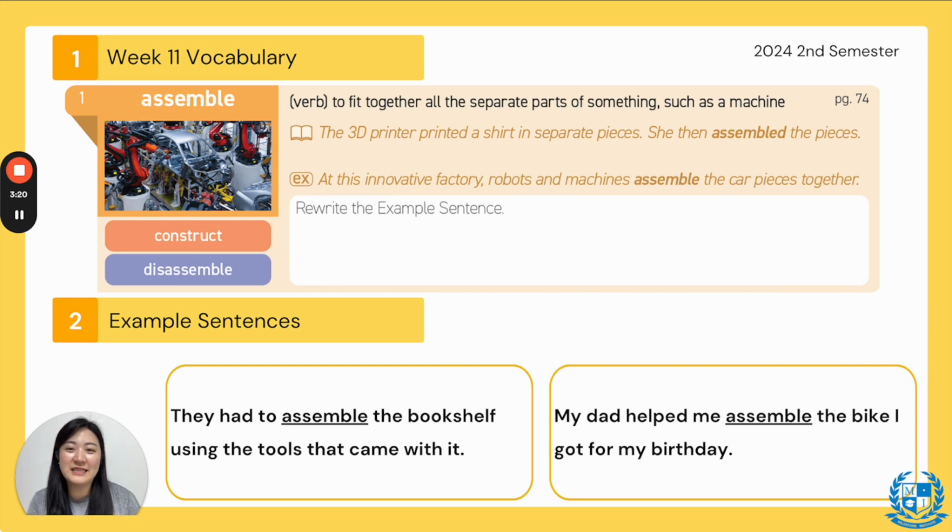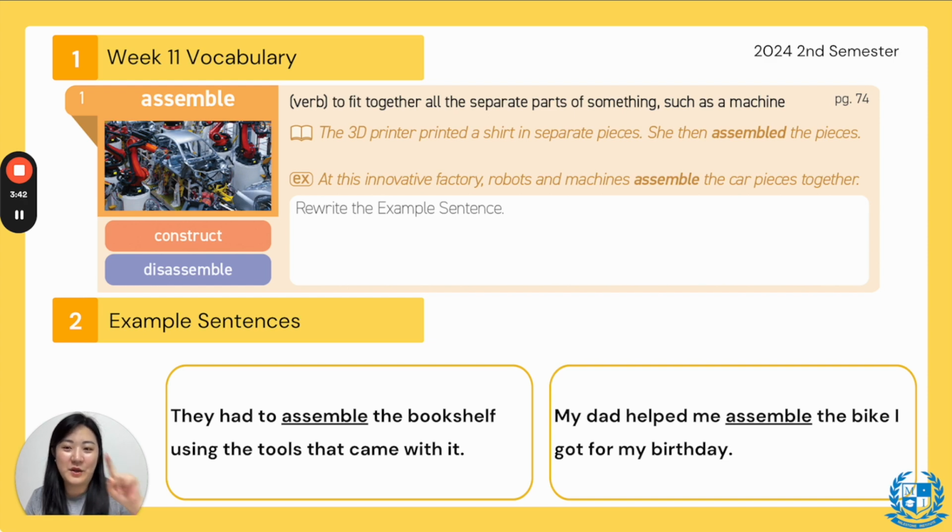In our TED Talks, it says, the 3D printer printed a shirt in separate pieces. She then assembled the pieces. So maybe she printed the front side of the shirt, and then the back side, and then the sleeve, and then she assembled it. She put it all together afterwards to make a shirt.